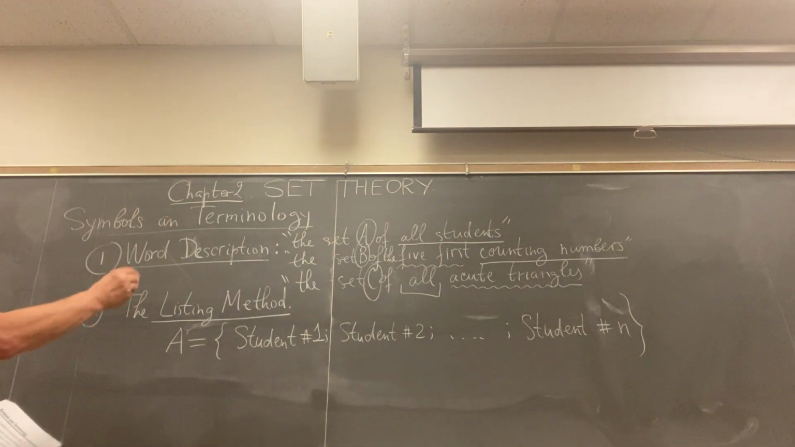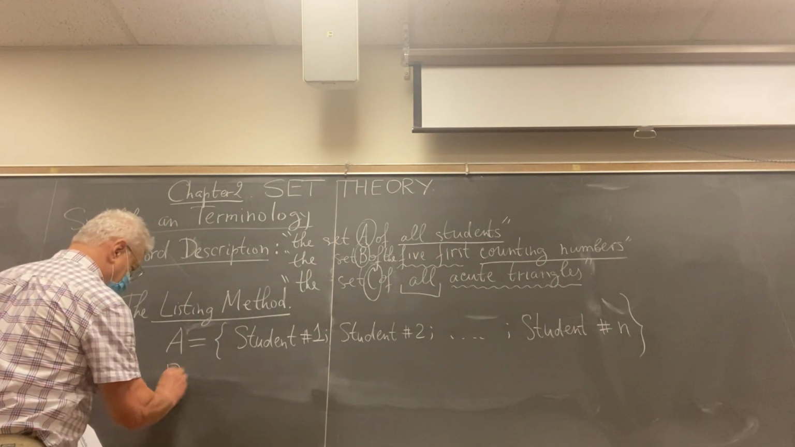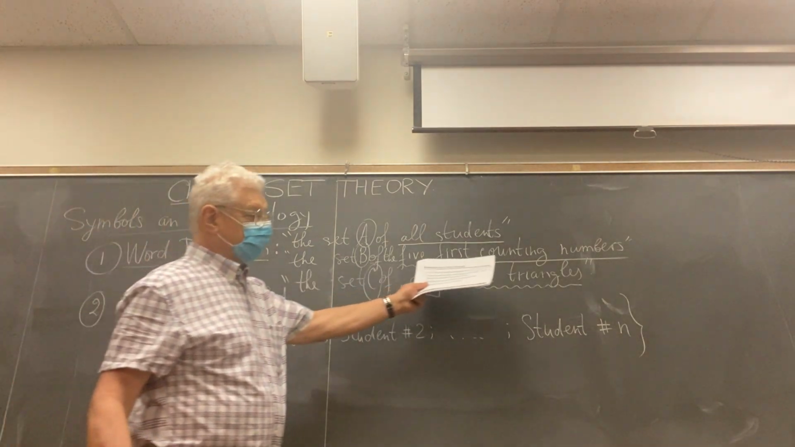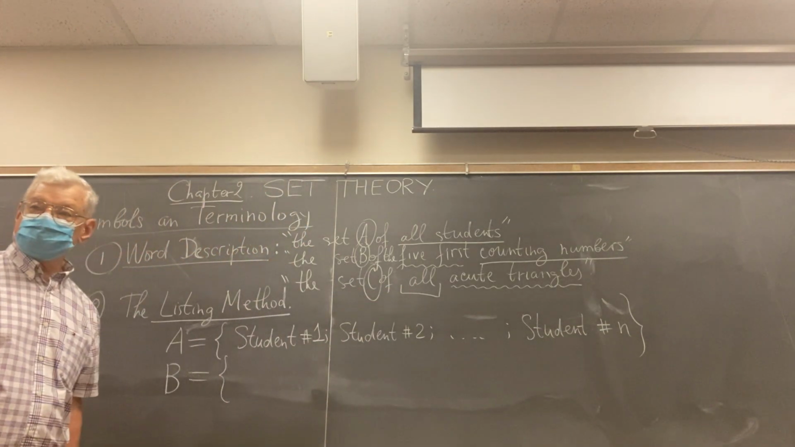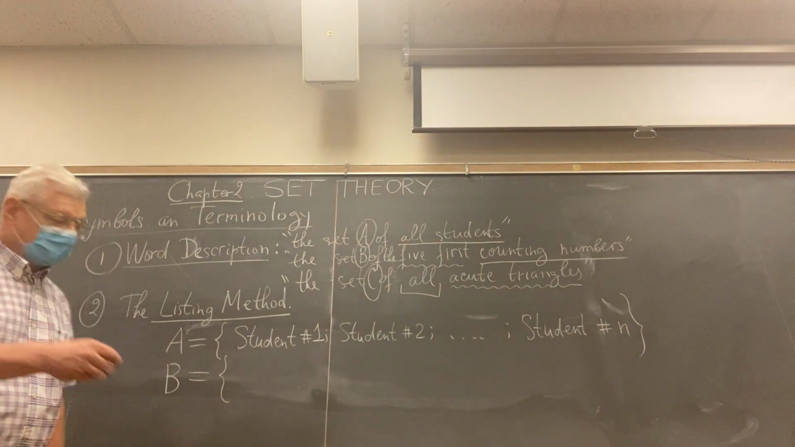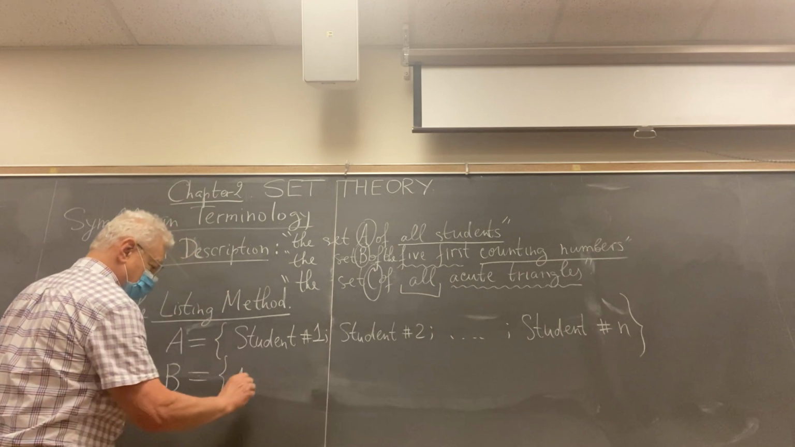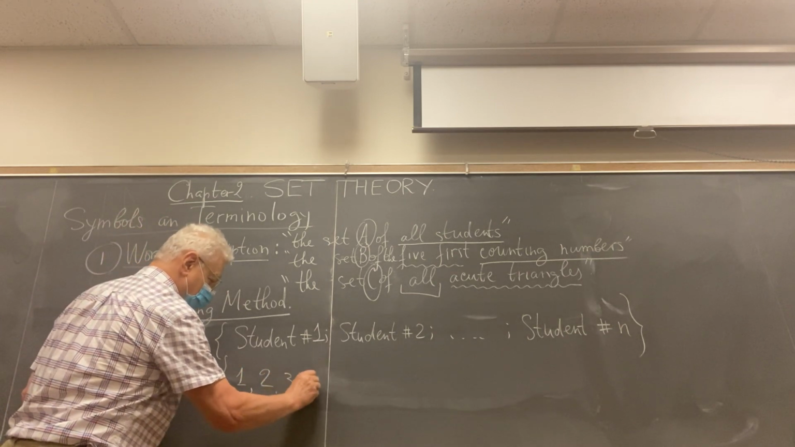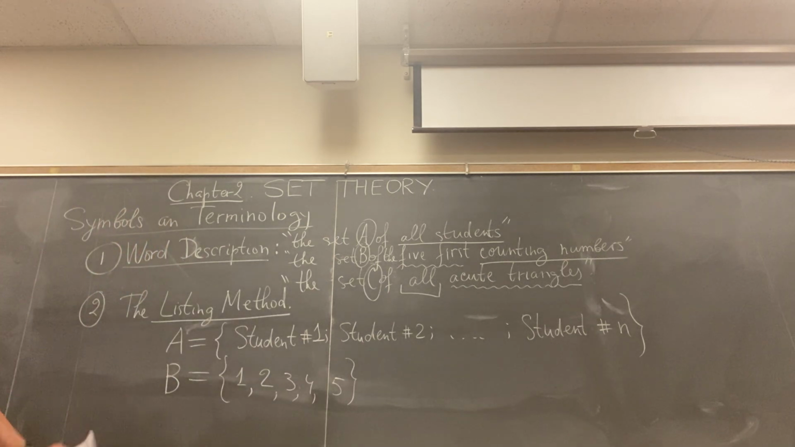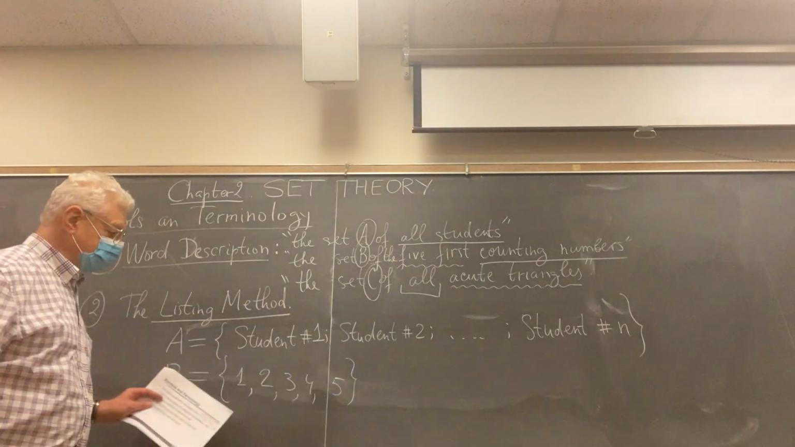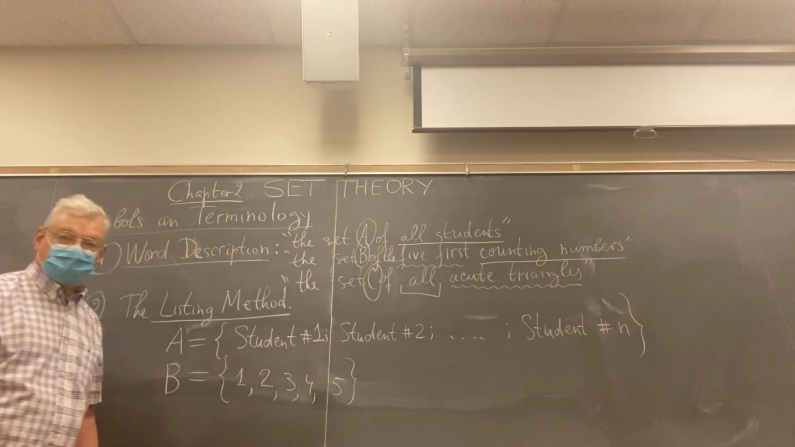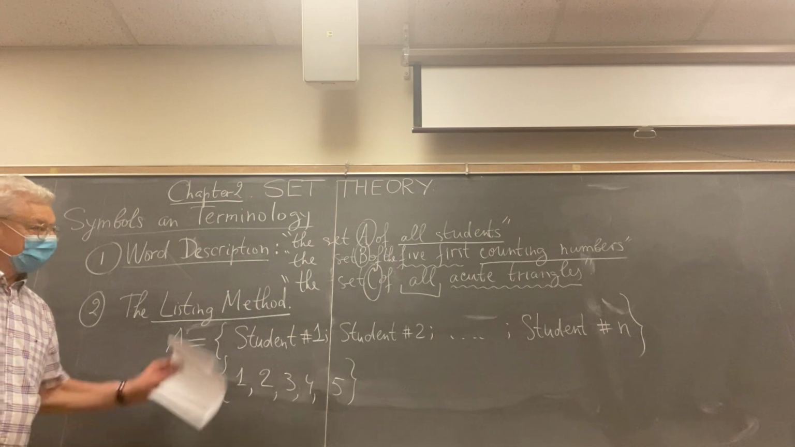Next, for example, B. What is B? Could you tell me? The 5 first counting numbers. What is the first counting number, or integer, or whole number? 1. Yeah, 1. Then 2, 3, 4, 5, that's it. Which description do you like better? That one is clear, right? Immediately you see 1, 2, 3, 4, 5: the numbers are elements. And this is the description.